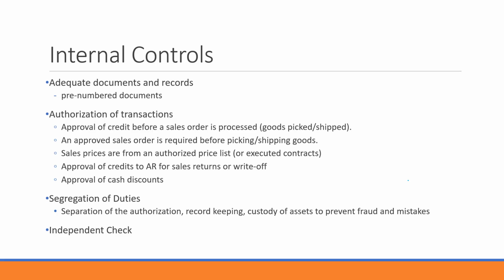And then we have this segregation of duties that we will talk a lot about in chapter 13. But right now, it's basically that we need to separate the different duties for the same transaction to different people. So we cannot have one person take care of authorization, record keeping, and asset custody. Okay, so this segregation of duties is trying to prevent fraud and mistakes.